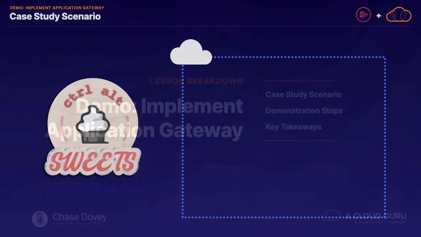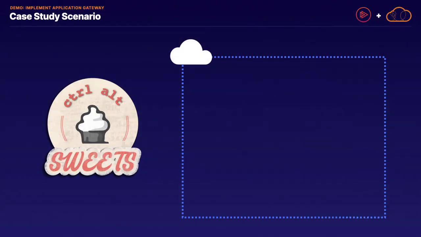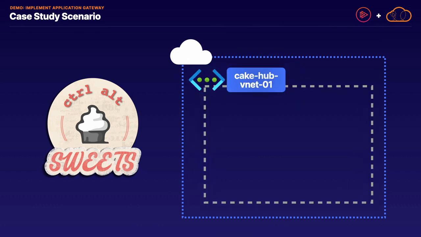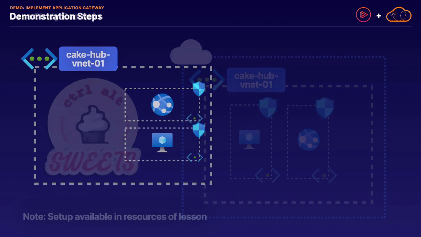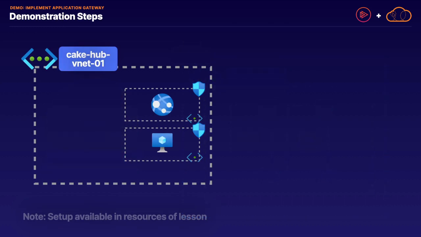Now to get started for our case study scenario, our Control-Alt-Suites organization in the Azure Cloud Sandbox, when we do the demo setup, is going to have a hub virtual network. And this is going to have two subnets that consist of resources, one with a virtual machine and another with an app service. And this is so that we have options for different types of compute to be able to balance between for our application gateway solution. Now, again, as always, the setup resource is available in the resources of this lesson so that you can set up your Azure Cloud Sandbox to follow along with the demonstration.